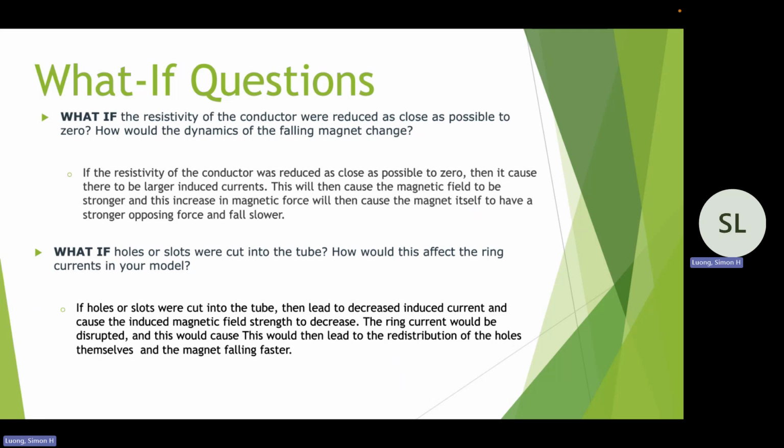What if holes or slots were cut into the tube? How would this affect the ring currents in your model? If holes or slots were cut into the tube, then this would lead to decreased induced current and cause the induced magnetic field strength to decrease. The ring current would be disrupted, and this would then cause the redistribution of the currents around the holes themselves and the magnet falling faster.